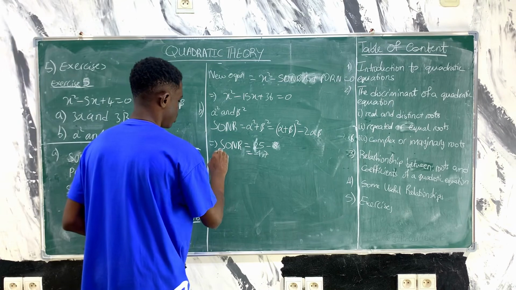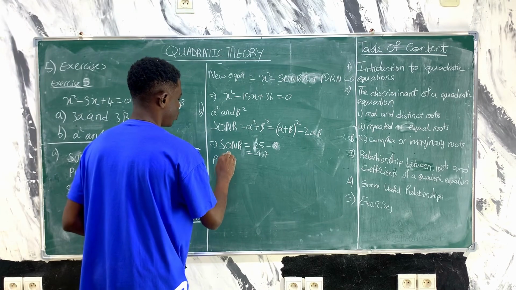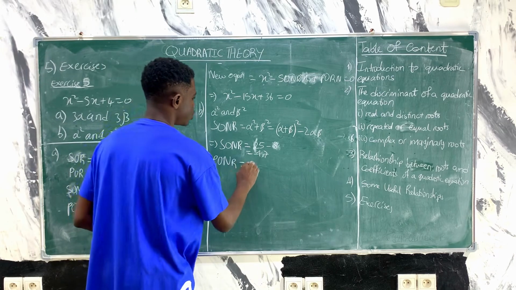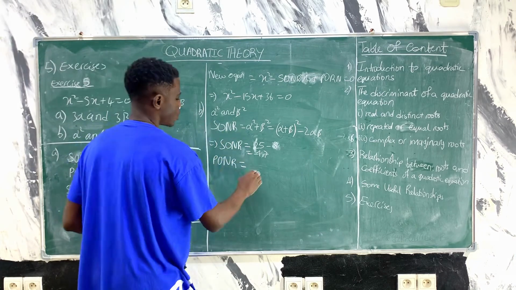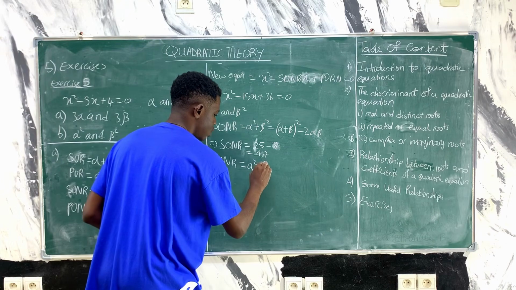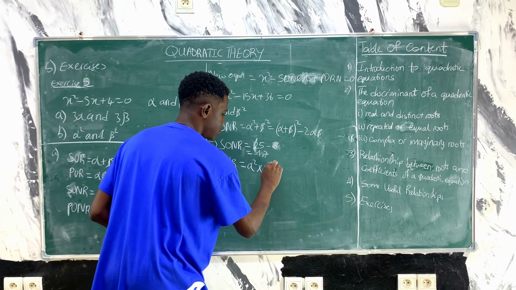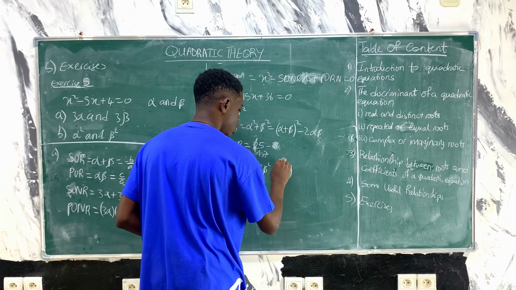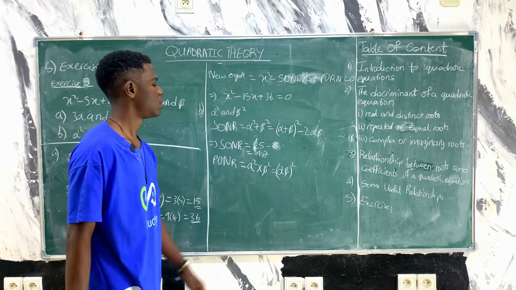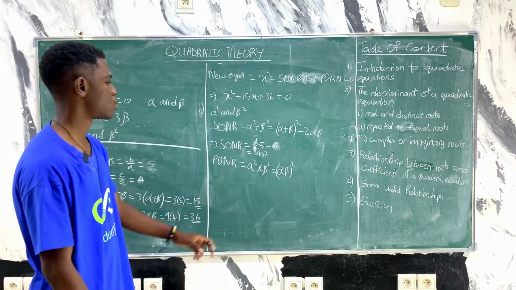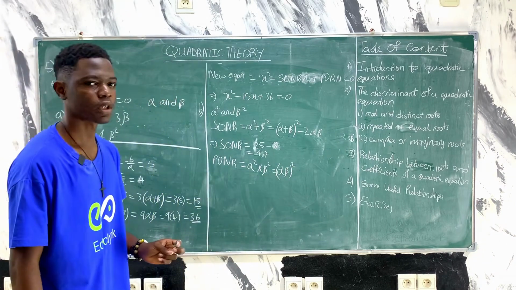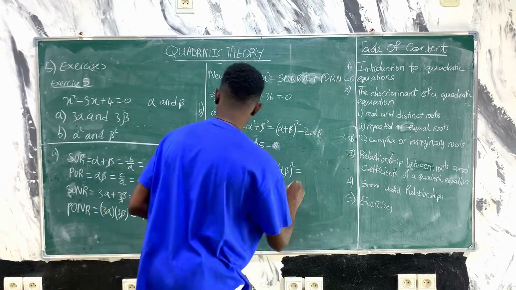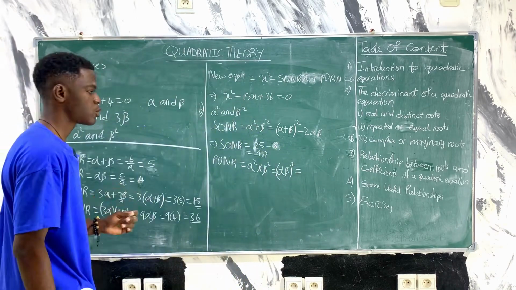So for the product of new roots, the new roots are alpha squared and beta squared. They're going to be alpha squared times beta squared, which is alpha beta all squared. Since it is multiplication, the square can just be put outside the bracket. You have alpha beta all squared. So that will be equal to 4 squared, which is 16.